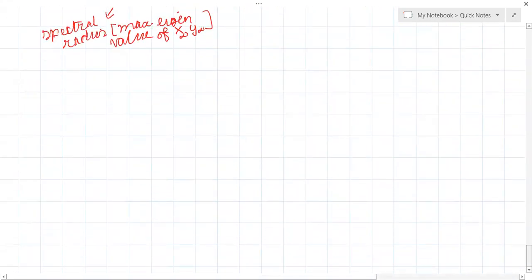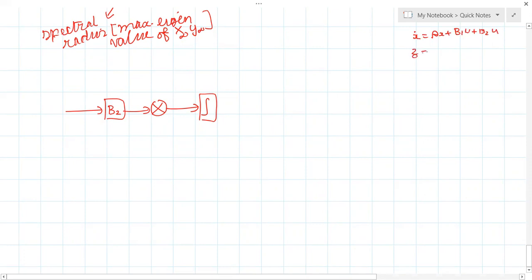So you see, this is our plant. Here we have gain block B2. This is the summing point. Here is our integrator, right? So what is our plant? If you remember, x dot equals Ax plus B1w plus B2u, and z equals C1x plus D12u.